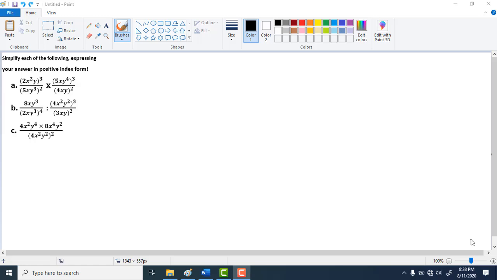In our meeting today, we will continue our lesson related to indices. I will give you some examples. Simplify each of the following, expressing your answer in positive index form. We start from the A.